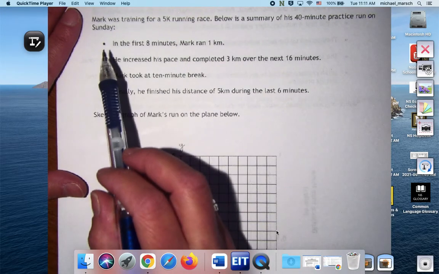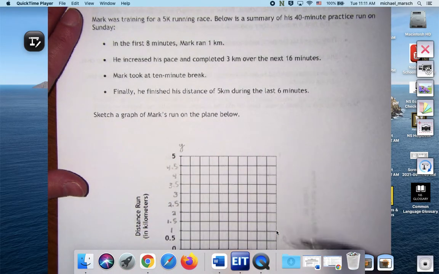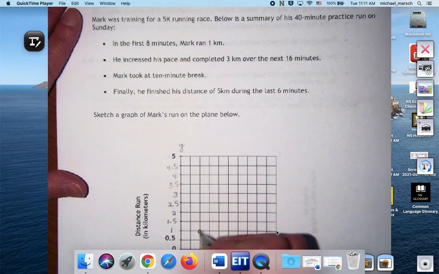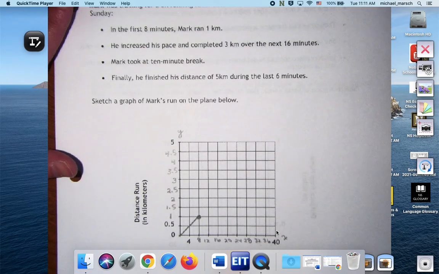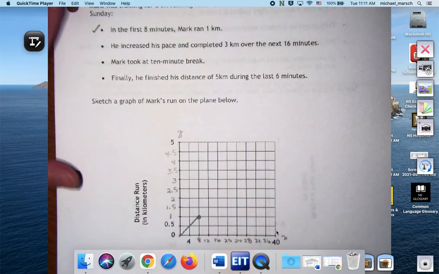Okay, let's go ahead and look at the scenario. In the first 8 minutes, he ran 1 kilometer. So I'm going to go over to 8 minutes and up to 1 and plot the point. So now I know he ran this far in the first 8 minutes, 1 kilometer. So I'm going to check that off. I've graphed that, it's done.